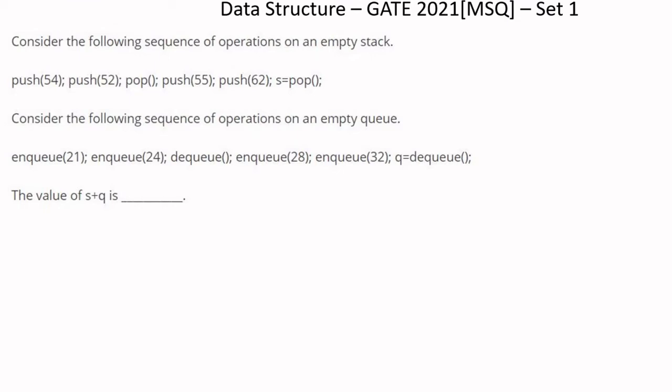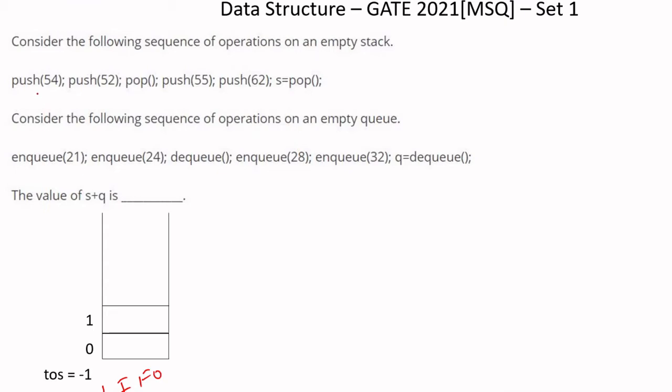Here we are given one empty stack and one empty queue and we have been asked to perform certain operations on it. We all know that stack follows the LIFO principle, that is, the last item to be inserted into a stack is the first one to be deleted from it. Or we can say that insertion and deletion of the element into the stack happens only from one position.